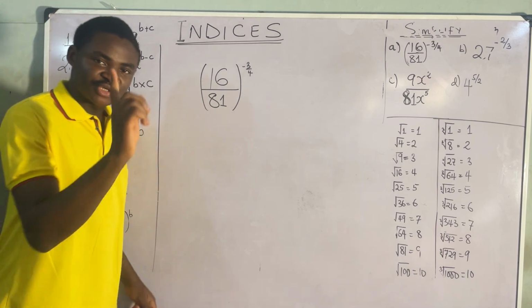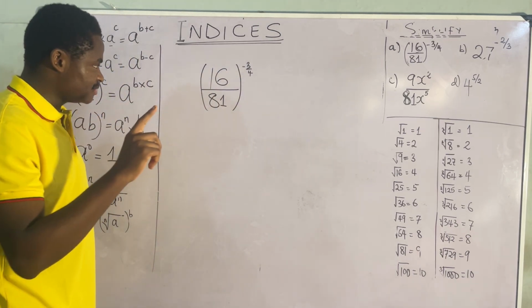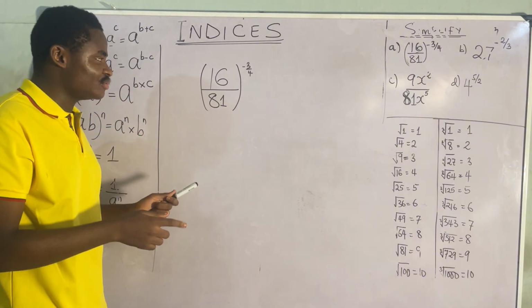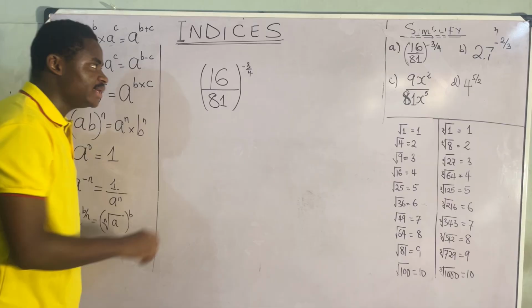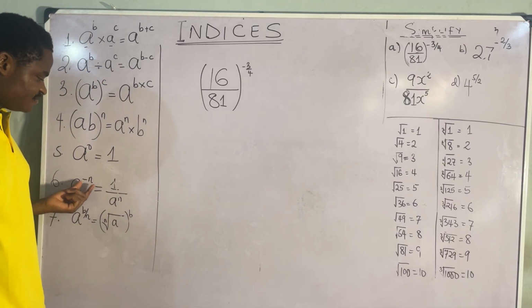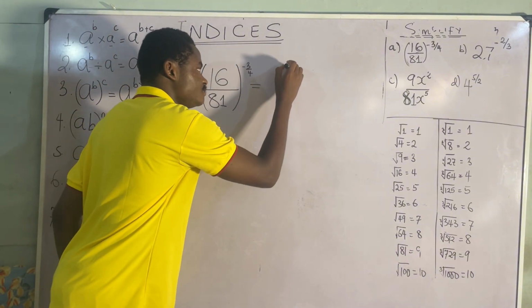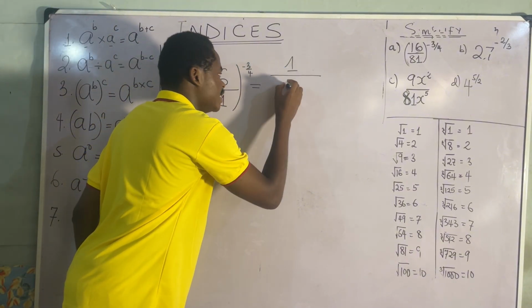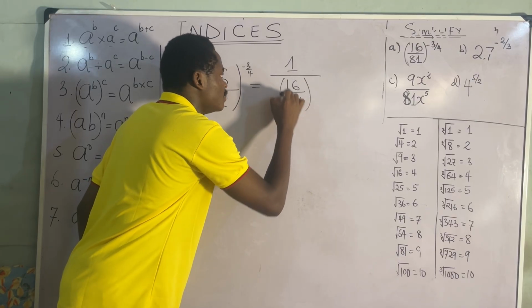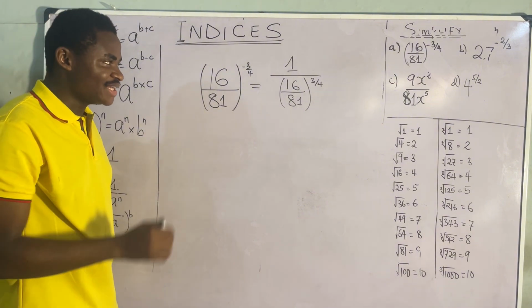Now, to solve this question here, it has a negative power. So I must correct that before applying the bracket rule or the product rule. To remove this negative power, I'm going to apply this rule that says a negative power means 1 over that. So it's going to be something like this: 1 divided by 16 over 81, all of that raised to power 3 over 4. Good. That's the first thing.